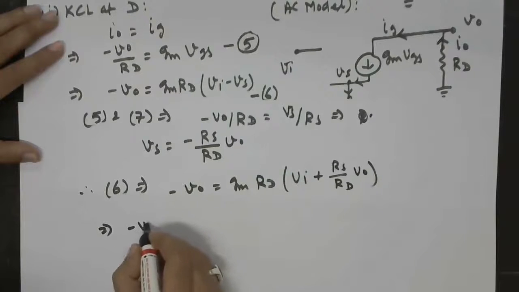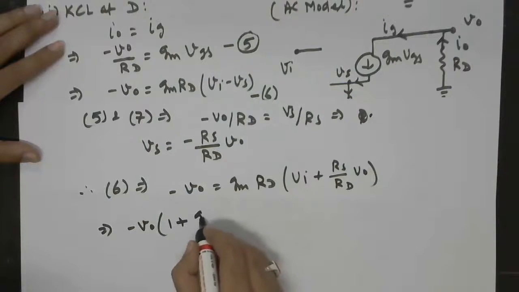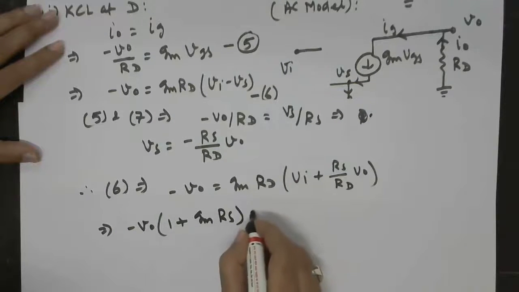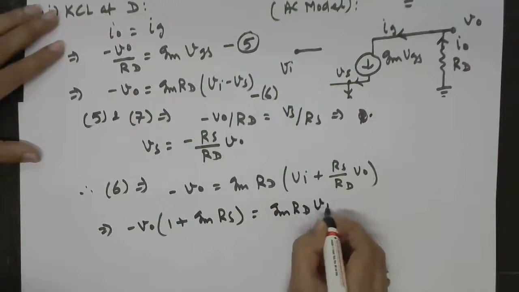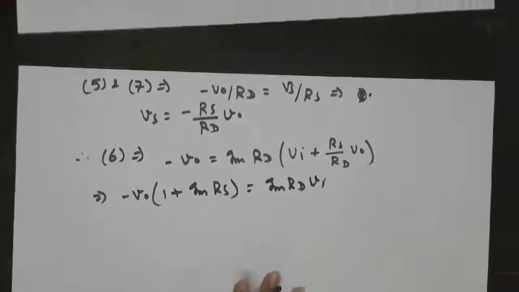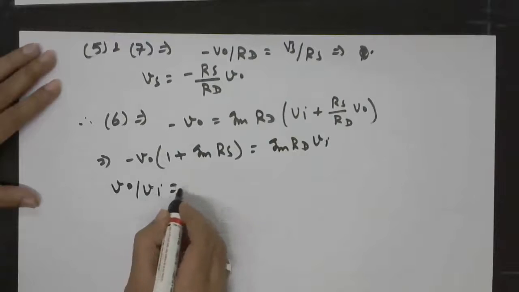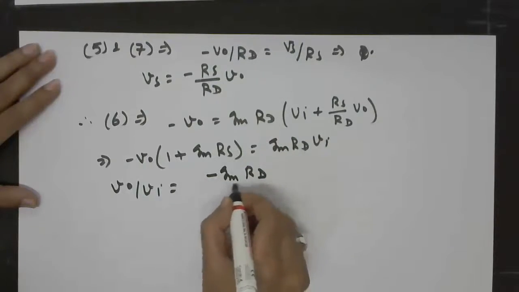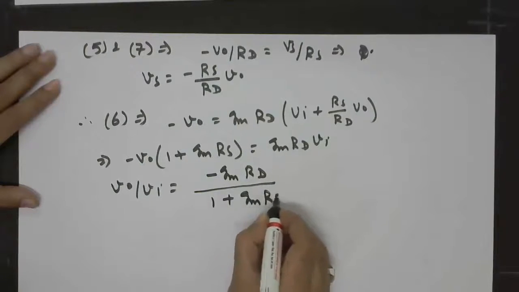So when we take Vo on one side, we have 1 plus Gm Rs equal to Gm Rd Vi. So the gain Vo by Vi becomes minus Gm Rd divided by 1 plus Gm Rs.